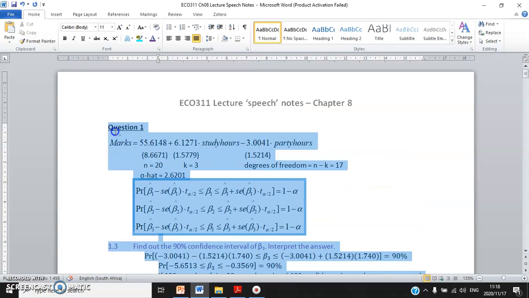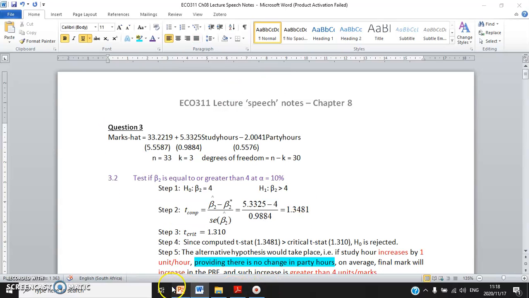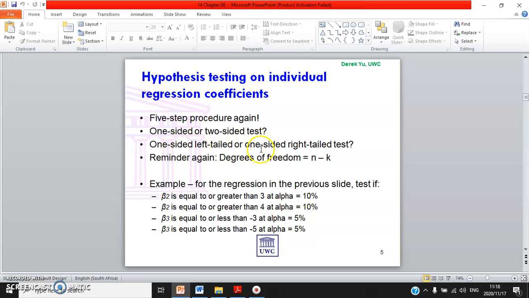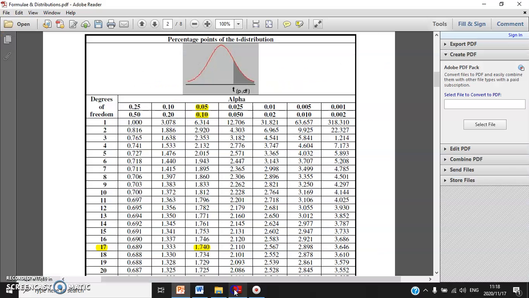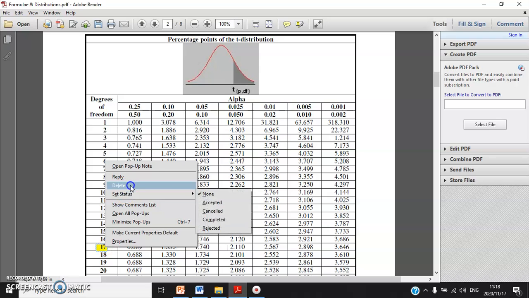Okay, then we move on to hypothesis testing. Then we will do question 3. So if you look at the slides, again, same old story. One-sided, two-sided test, except again for the 5th step, interpretation, you must talk about the ceteris paribus condition. So let me undo these yellow highlights because we are using the T table again.